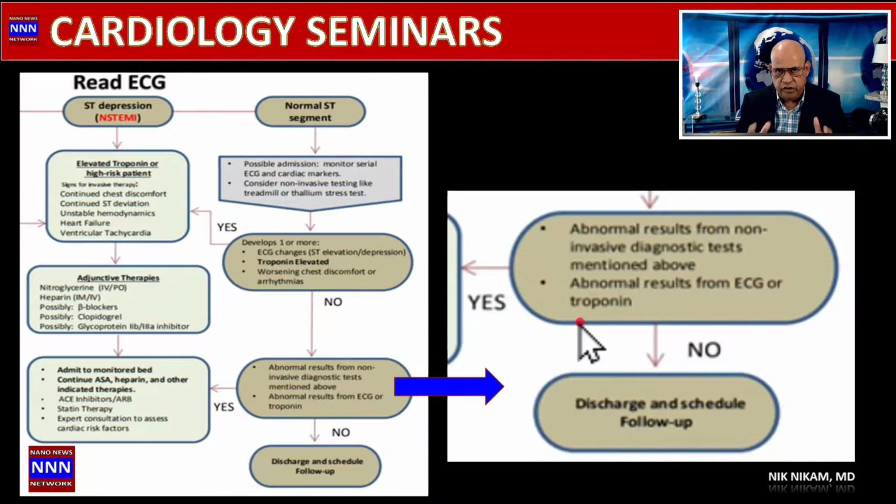If the EKG is normal, enzymes are normal, if the stress test is normal and the patient is on medical treatment, we address the risk factors like hypertension, diabetes, high cholesterol, obesity, smoking, weight control, diet, lifestyle modifications, and we discharge this patient and we follow them in the clinic.